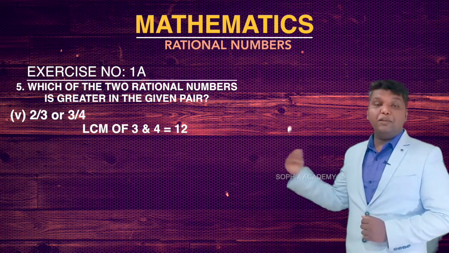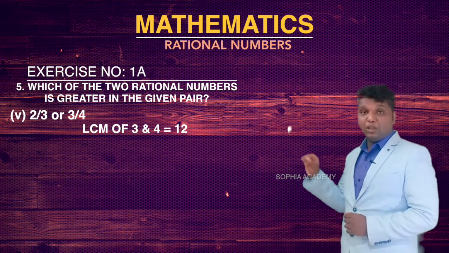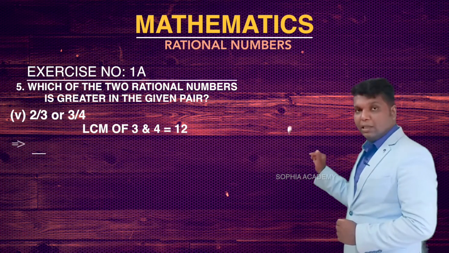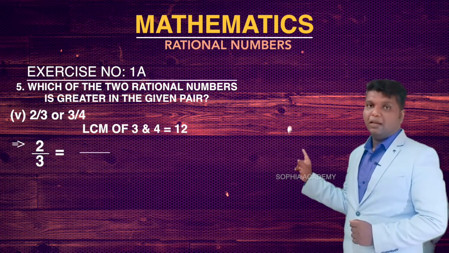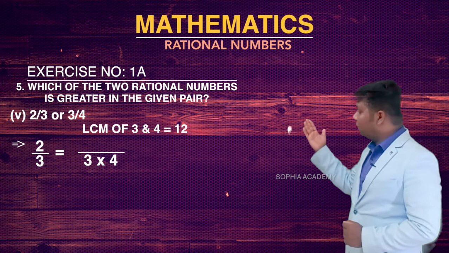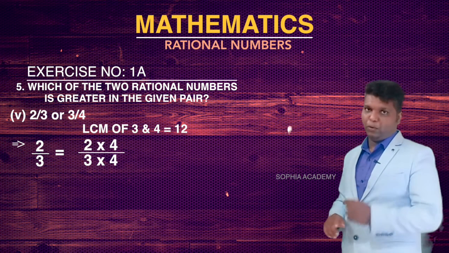So let us choose the first rational number. It is 2 by 3. So 3 is the denominator. By which number should 3 be multiplied so that 3 will become 12? It's 4. So you have to multiply the numerator and the denominator by 4 itself.